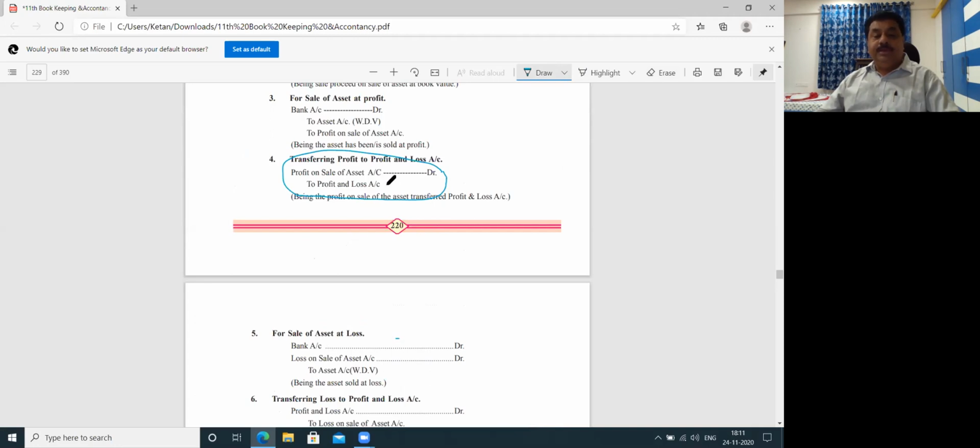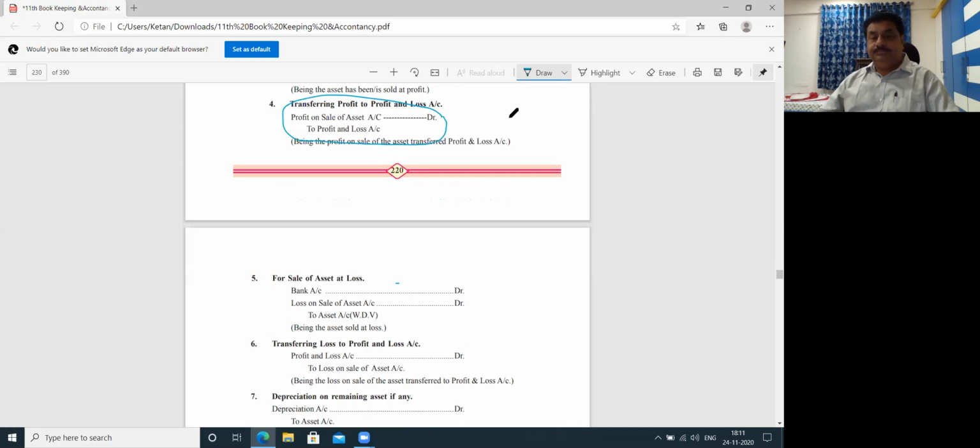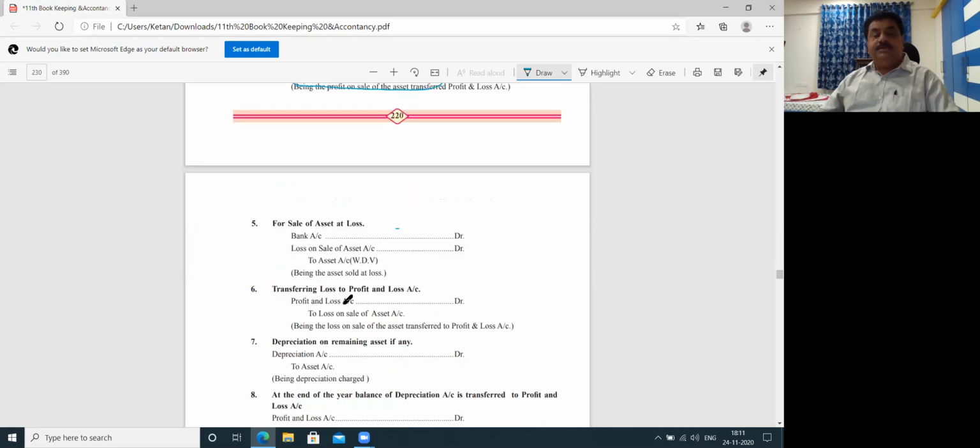The entry is in front of you, look at that. And the last entry now: when the loss on sale of the asset is transferred to profit and loss account. See what the entry is after the loss is transferred. The entry is in front of you: profit and loss account debit to loss on sale of asset account.